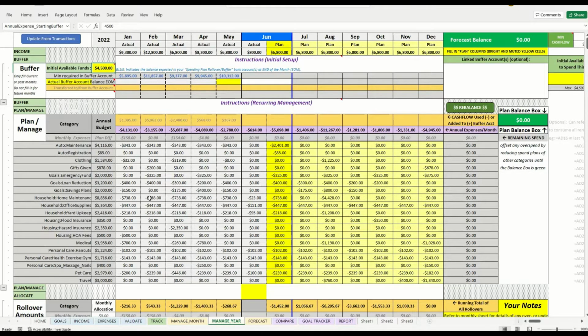Now that one you enter at the beginning when you're first setting up your budget. It's an important number to enter.